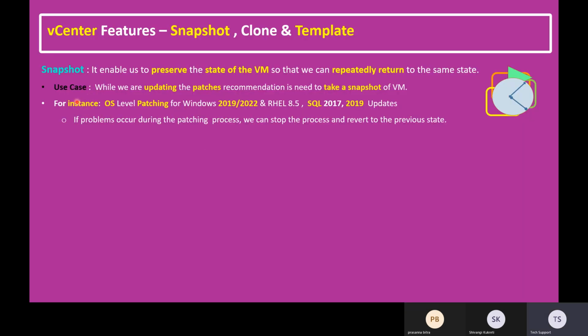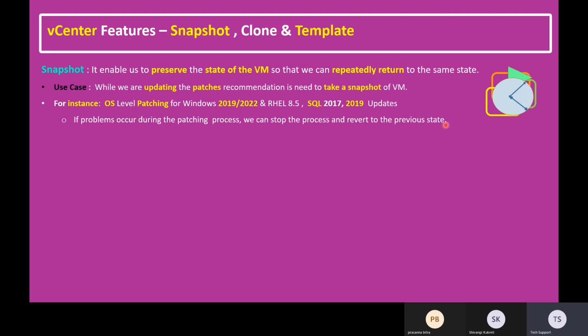So this is the example for our snapshot use case. Not only VMware tools, for any OS level patching and application level updates, we can recommend creating a snapshot. Hope you understand the point. And if a problem occurs during the patching process, we can stop the process and revert to the previous state. Reverting to the previous state is nothing but reverting to the previous snapshot. Okay, so that's about the snapshot concept.